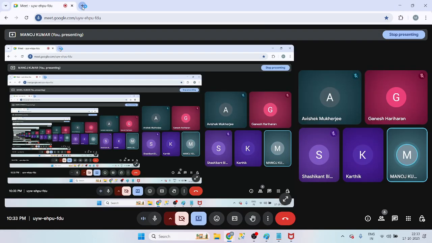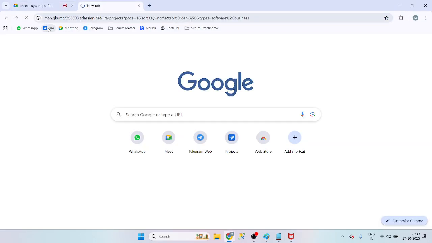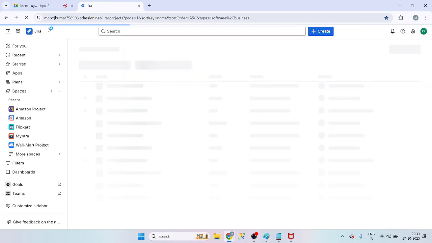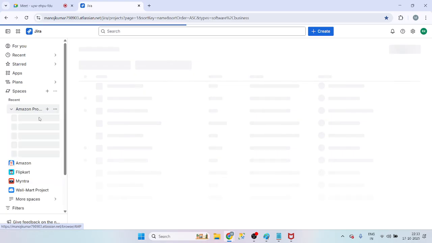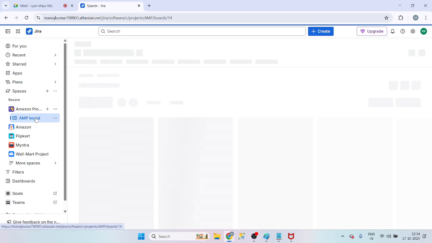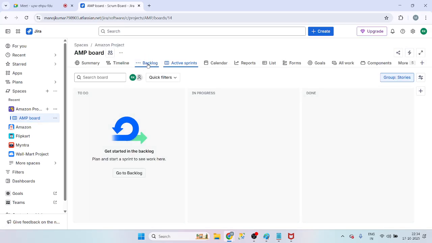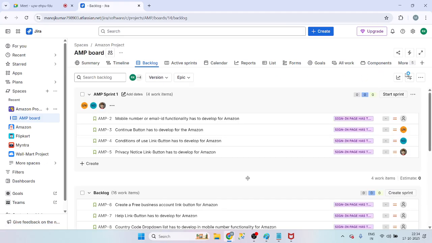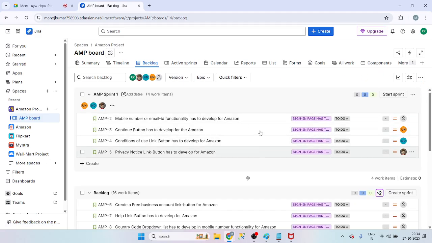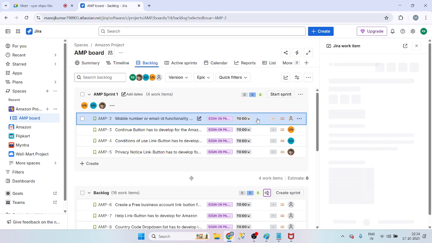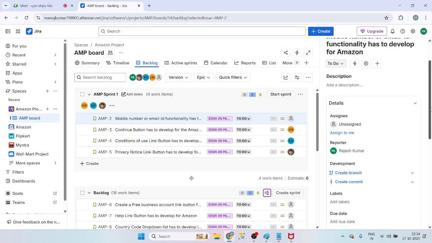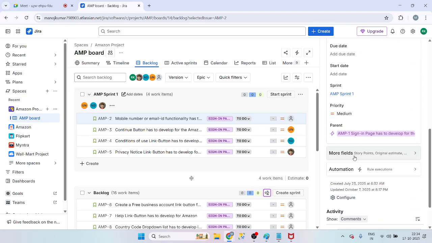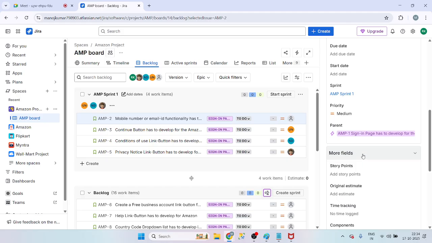Yes. When we go into Jira, I will definitely show you those. Those are really important, how we are working for this. This is my Amazon project and the backlog. These are tickets, guys. Every ticket we are giving some time. That is called original estimate. In more fields, we are having original estimate.